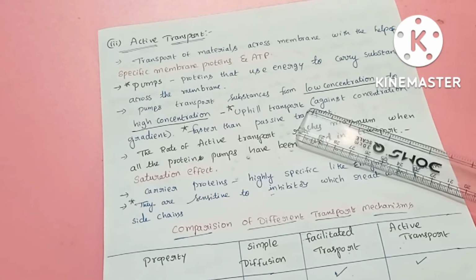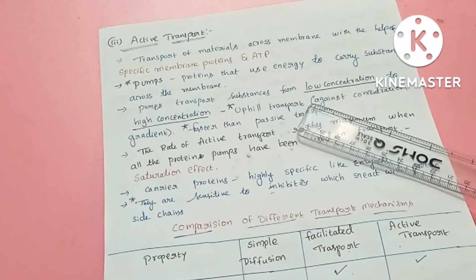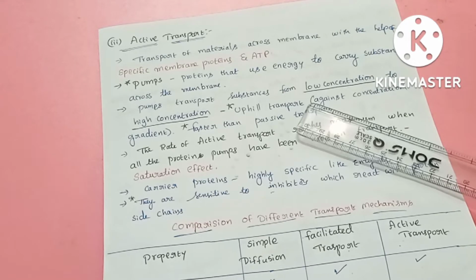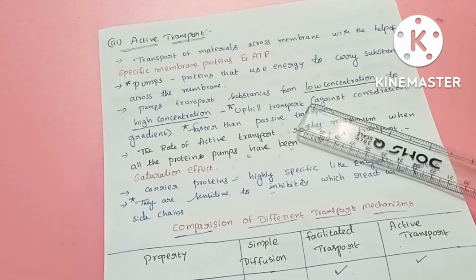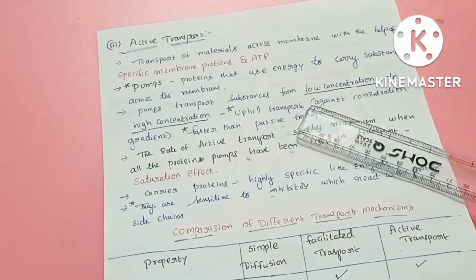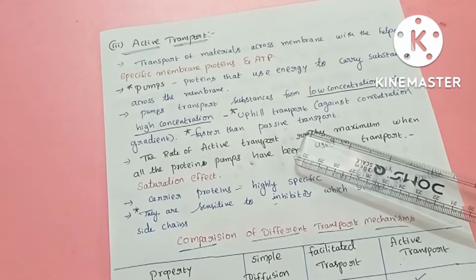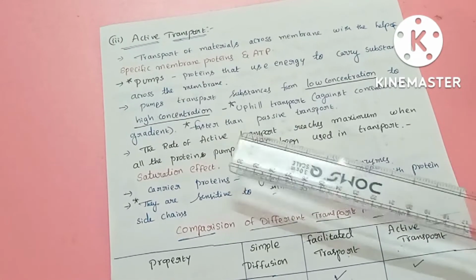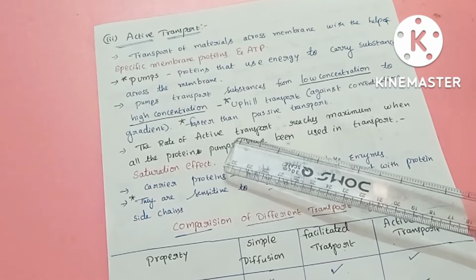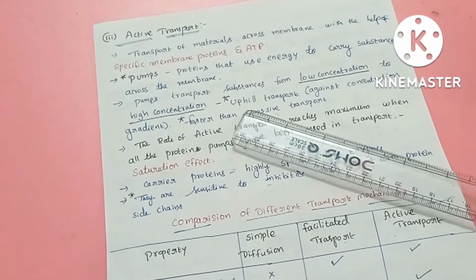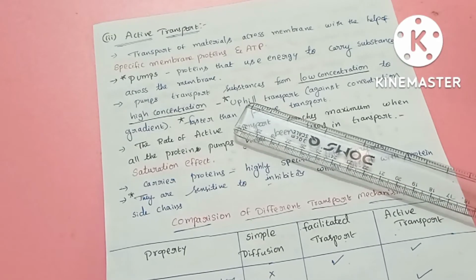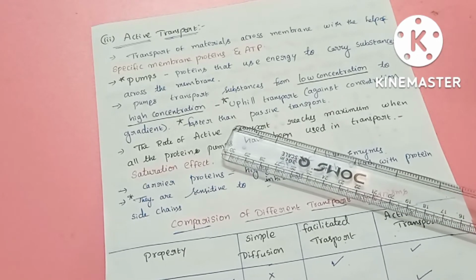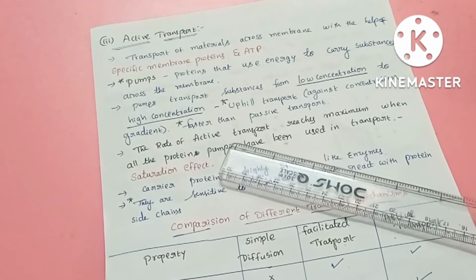But here, as in diffusion, we have seen that the molecules move from higher concentration to lower concentration, right? But in active transportation, these molecules move from lower concentration to higher concentration, that is, against the concentration gradient. And these transport proteins use ATP, right? Hence the process is faster than passive transport. Passive transport means diffusion and facilitated diffusion, where they do not use any ATP. Hence those two are called passive transport. When compared to diffusion and facilitated diffusion, active transport is faster.